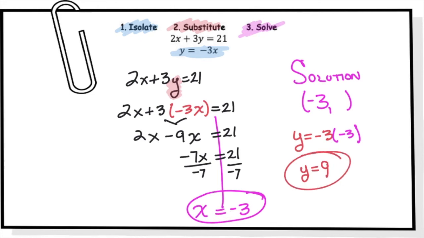So here is my x value, and now I find my y value. My y value is 9. So my solution is negative 3, comma, 9.